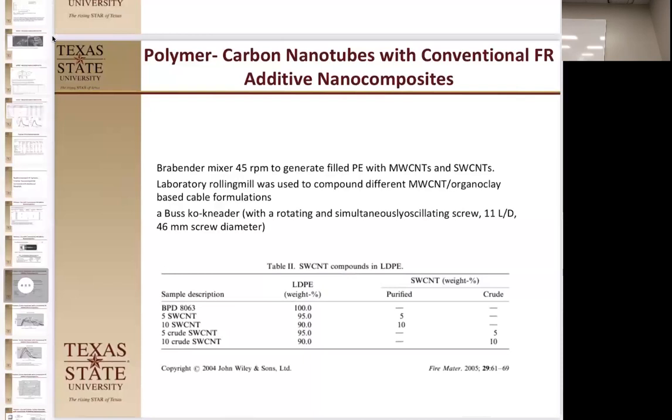So in this one, they also did some other things. They also did a raw bender, a laboratory mill, and then a co-kneader and a co-extruder. Okay, so they used different processes, and they actually looked at how the process changed the cone calorimetry results, which is kind of cool. So in this case here, we're looking at how much of your polyethylene you have. Then you have the single-walled carbon nanotubes at 2 loadings, at crude and purified, right here. And so let's go off to the results.